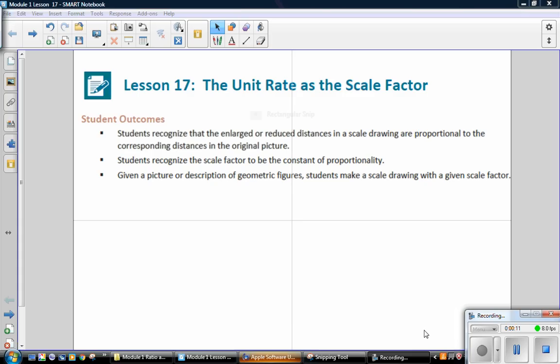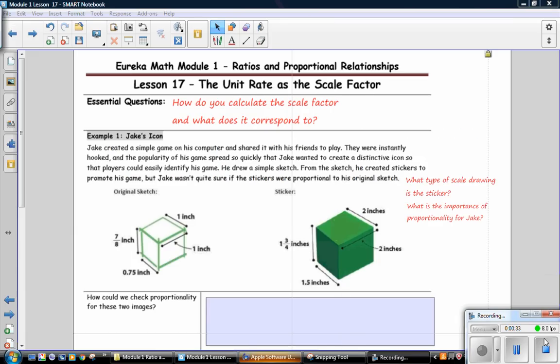Students recognize that the enlarged or reduced distances in a scale drawing are proportional to the corresponding distances in the original picture. Students recognize the scale factor to be the constant of proportionality. Given a picture or description of geometric figures, students make a scale drawing with the given scale factor. Our essential question: how do you calculate the scale factor and what does it correspond to?